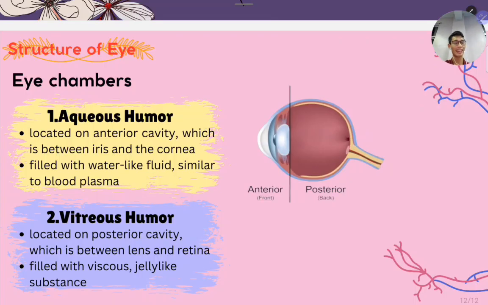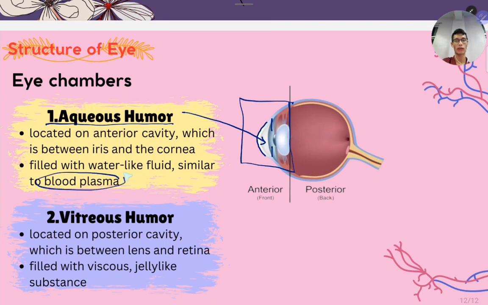Alright, so the eye has two chambers. The first chamber is known as the aqueous humor. Aqueous humor is located in the anterior cavity. Look at this diagram. This is the anterior cavity between the iris and the cornea. So here's the chamber, and it is filled with a water-like fluid similar to blood plasma.